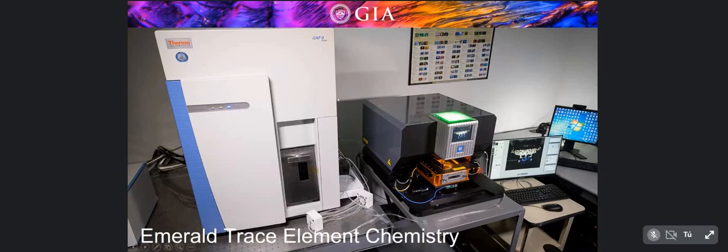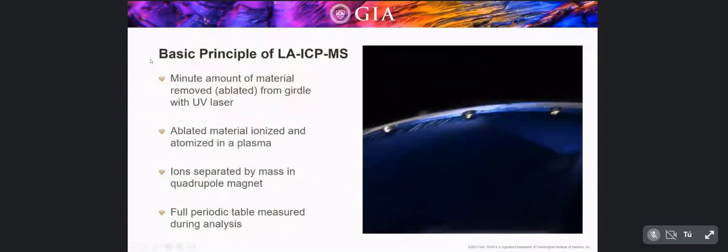It's actually two different instruments that work together. There's a laser ablation system on the right, and there is an ICP-MS, an inductively coupled plasma mass spectrometer, on the left. The basic principle of this technique is that we use the laser ablation system. We focus a laser on the girdle of a gemstone, so the outside edge of a gemstone, and we can ablate, or remove, a small amount of material. That's shown here. This is the girdle of the gemstone. These spots are about 50 microns wide, so they're about the width of a human hair. We remove this very small amount of material, and we send this material through the ICP.